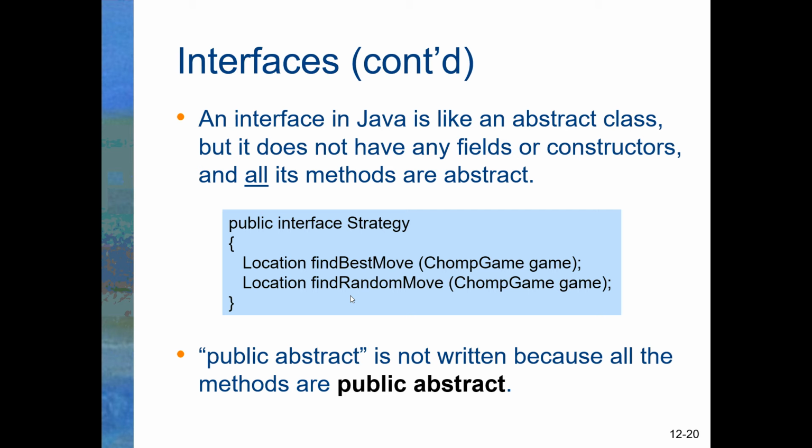So an interface in Java is like an abstract class, but it does not have any fields or constructors, and all of its methods are abstract. So it is not concrete in any way whatsoever.